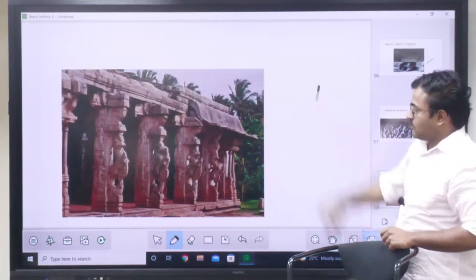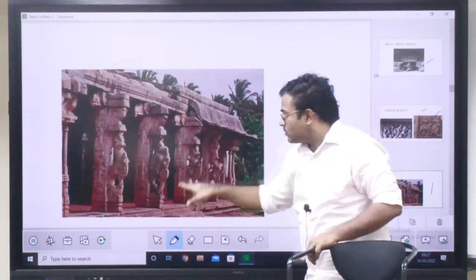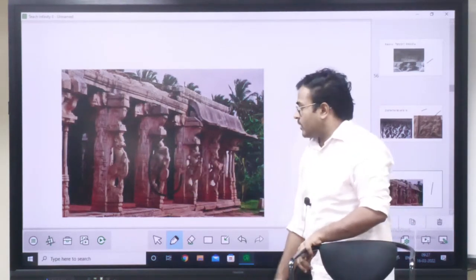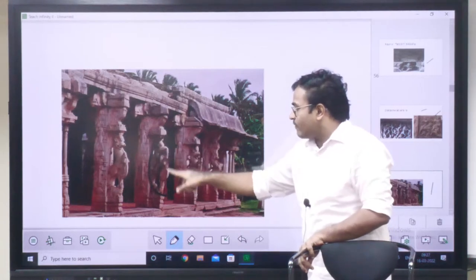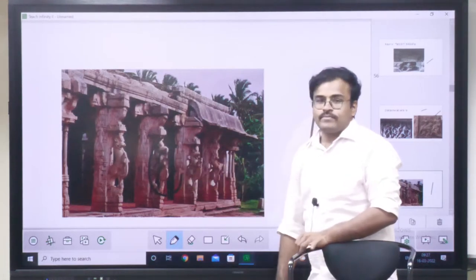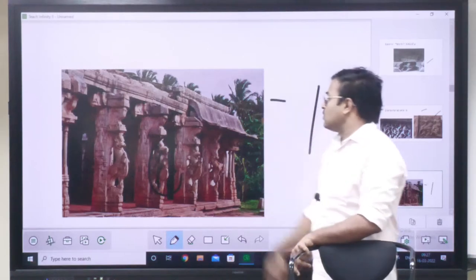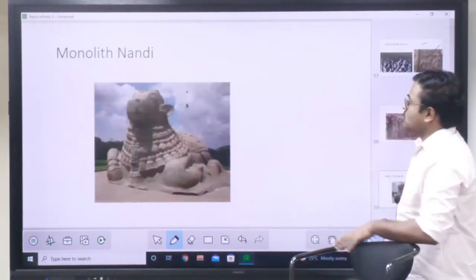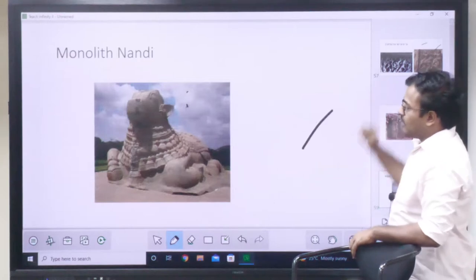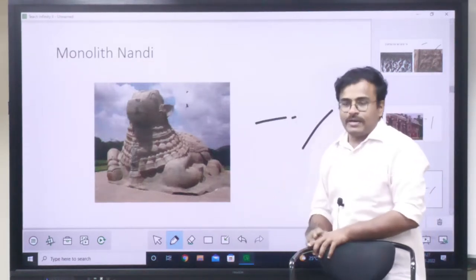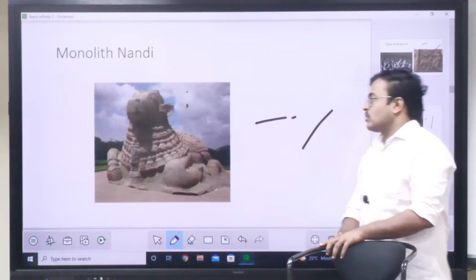And these are the Vijayanagara pillars. Can you see the yali here? It has the legs of a horse, the body of a lion and the trunk of an elephant. This is a mythical animal which was created. And this is the monolith Nandi. This is the largest monolith Nandi of India, which is present at Lepakshi.